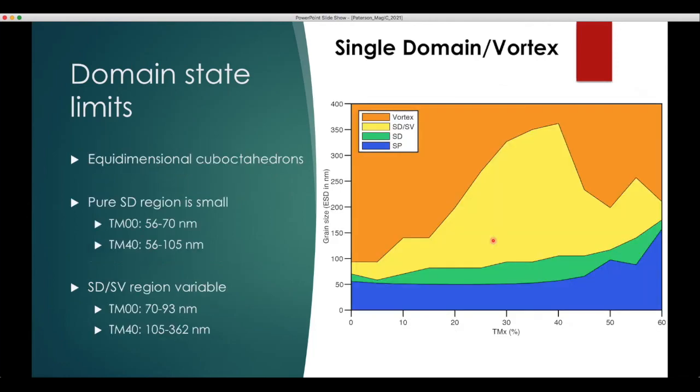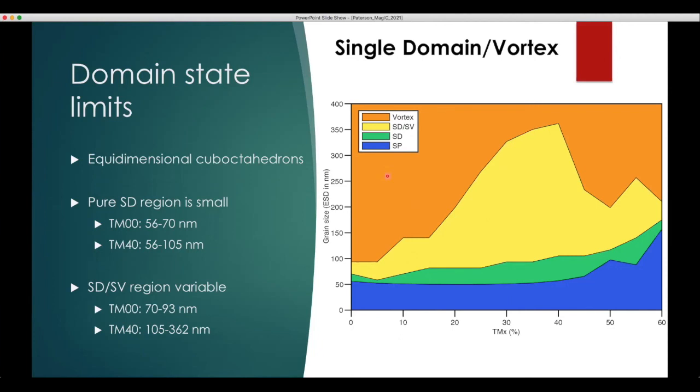So what we've done is we've modeled this for equidimensional cube octahedrons, and we've done this for a range of titanomagnetite compositions. And so what we see here is our SP region in blue, our SD region shown here in green, the transition zone between the single domain and single vortex in yellow, and then where we have orange, this is just the pure single vortex state.